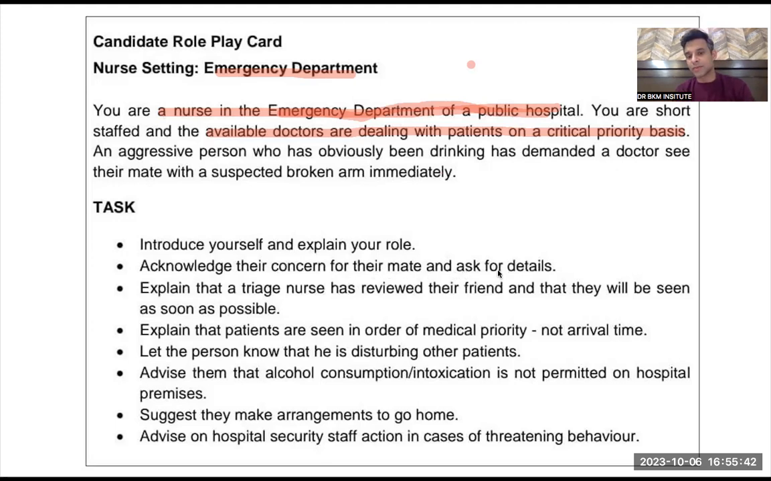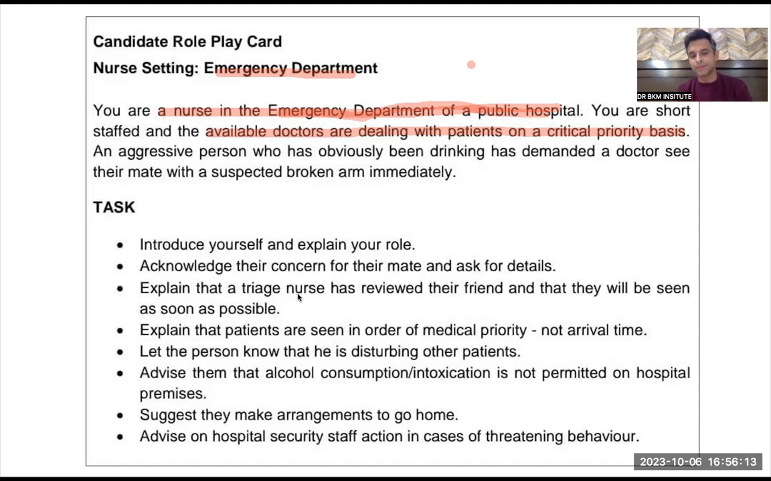Acknowledge their concern for their mate and ask for the details. Acknowledge is a kind of word you use to mean, okay, I have understood. So you acknowledge. Then the friend will say, my friend is having this and this problem. So you say, okay, I have understood your concern that your mate might be having a fracture. So please tell me how did it happen. Then he will explain everything, that we were drinking, this and that happened.